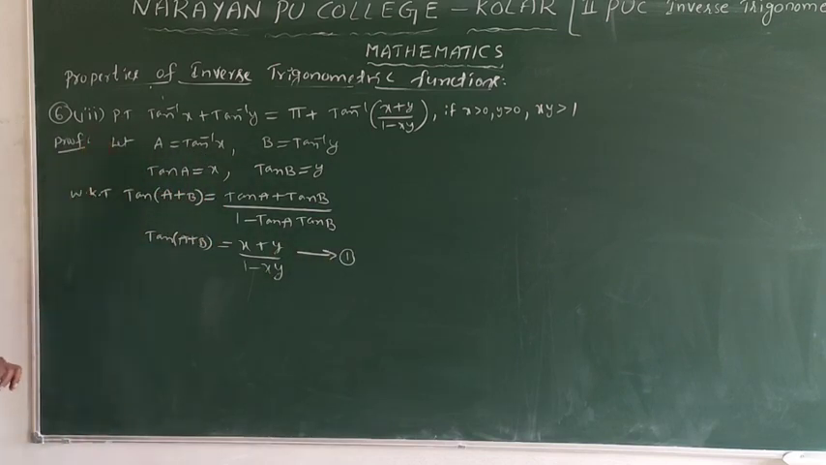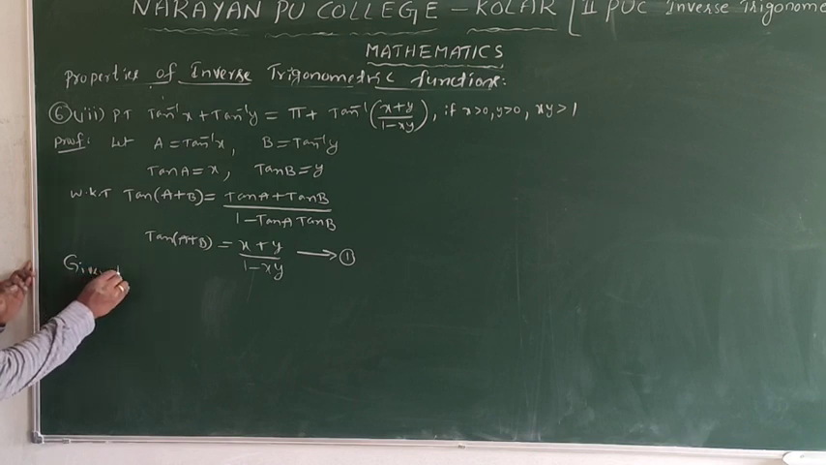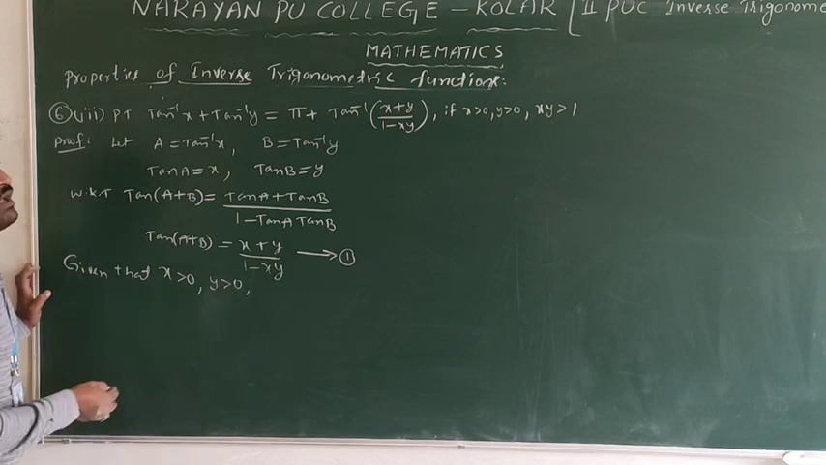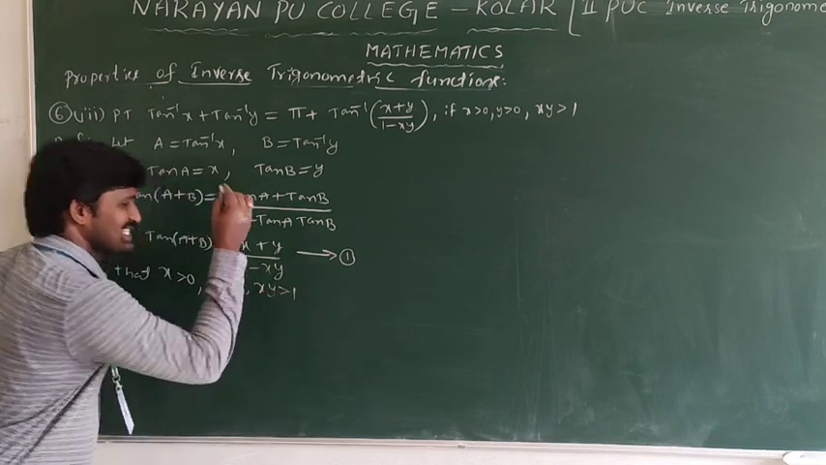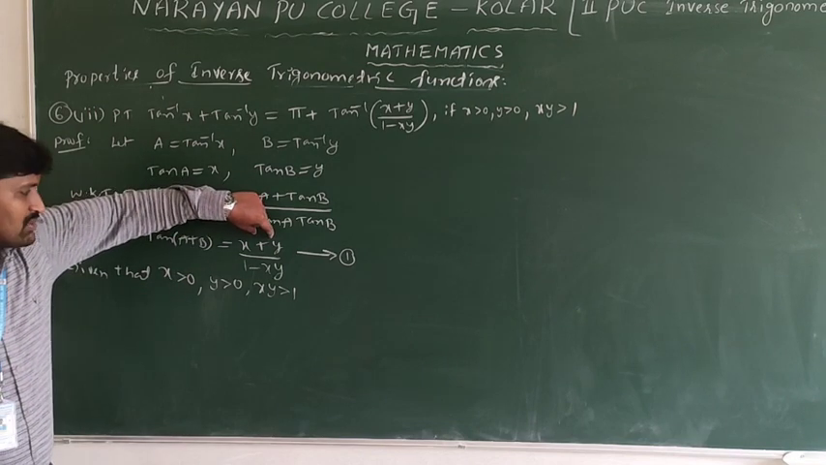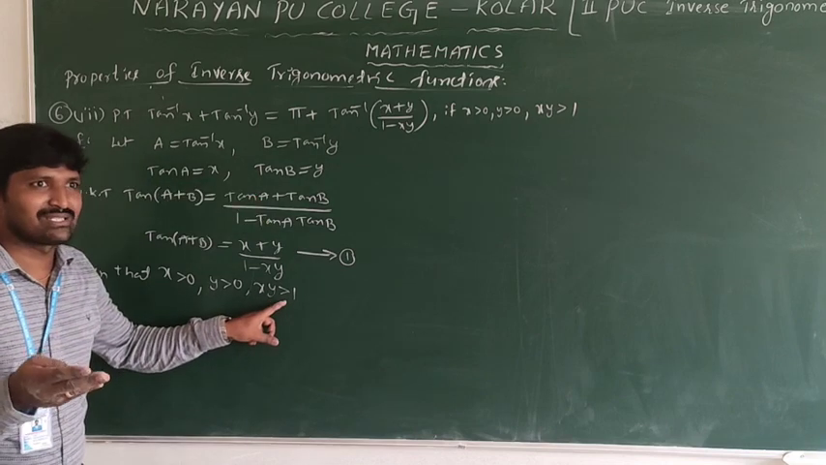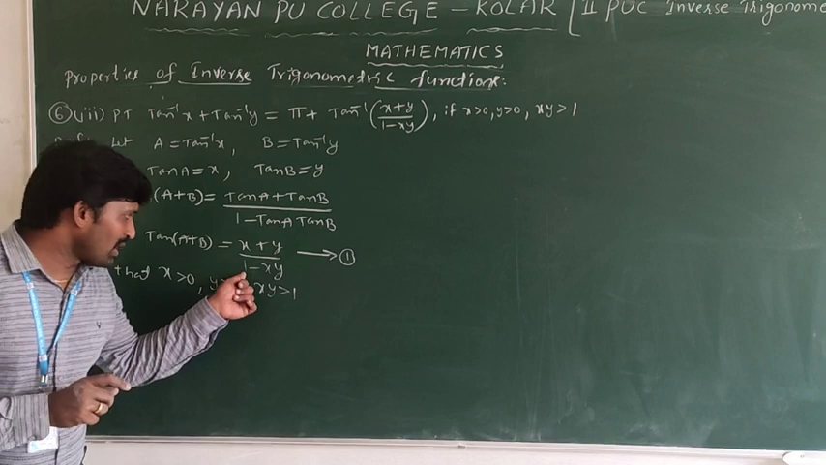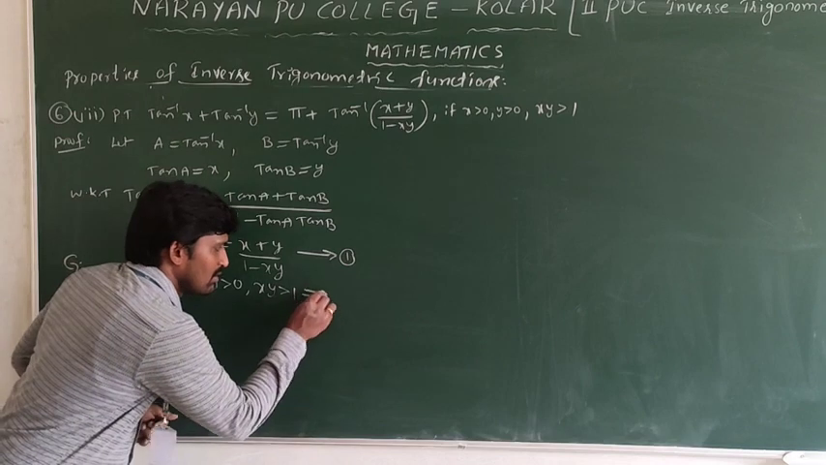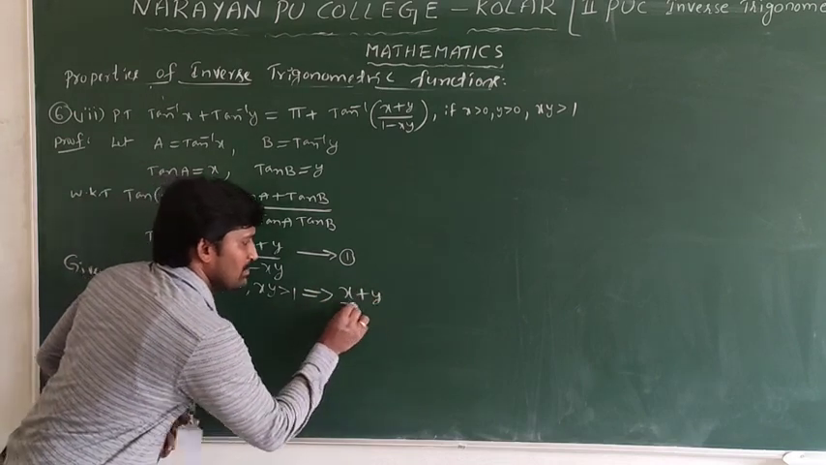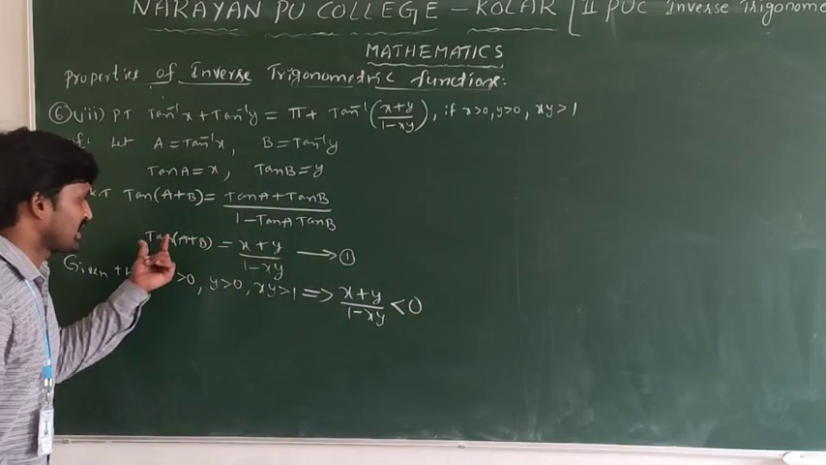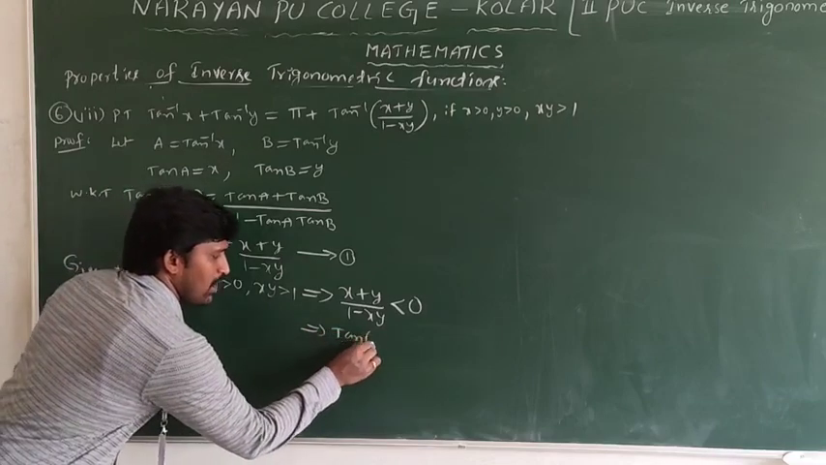Now what are the given conditions? Given that x is greater than 0, y is greater than 0, and xy is greater than 1. The numerator is clearly positive because both are positive values, so the sum is also positive. xy greater than 1 means, for example, if xy is 2, then 1 minus 2 becomes negative. Positive by negative is clearly negative. So x plus y by 1 minus xy is clearly negative. When this is negative, tan of a plus b is also negative.